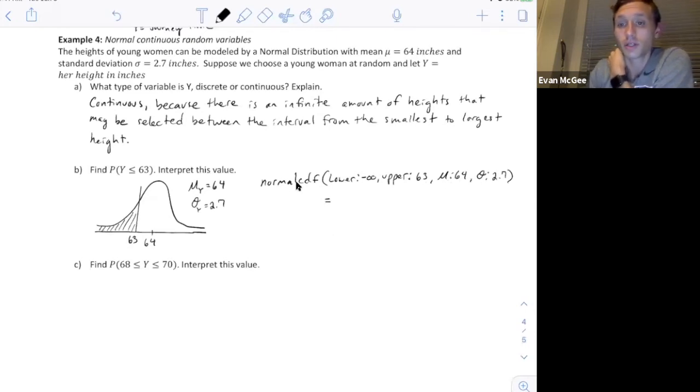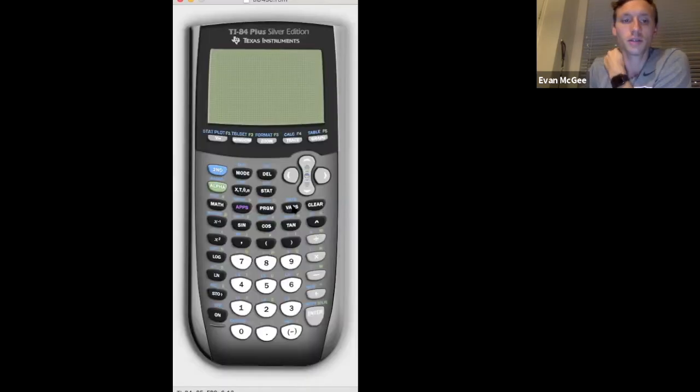I'll open up my calculator to refresh on how to put this in the calculator. We're going to hit second vars, which takes us to distributions. Scroll down to normal CDF. We always use CDF, not PDF. CDF is cumulative. So our lower, we said, was negative infinity. Negative 999,000 will suffice for negative infinity. Upper, we said, was 63. The mean is 64, and the standard deviation is 2.7.